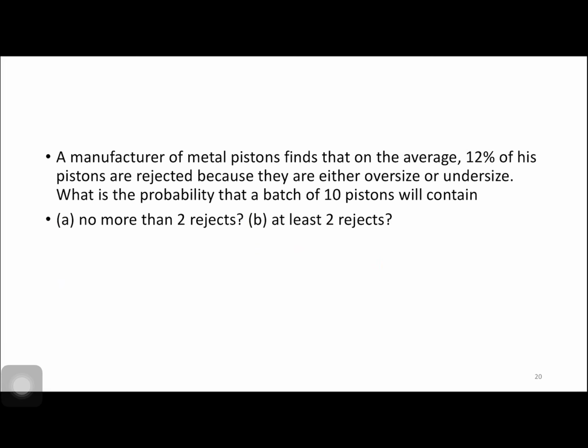Okay, another example. A manufacturer of metal pistons finds that on the average, 12% of his pistons are rejected because they are either oversized or undersized. What is the probability that a batch of 10 pistons will contain A, no more than 2 rejects, B, at least 2 rejects? Okay? So for no more than 2 rejects, we have here, okay, what are the given values? We have P equal to 0.12, Q is 0.88, since our concern is for the rejects.